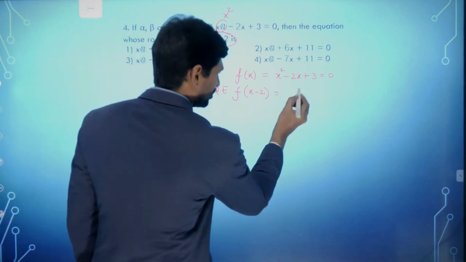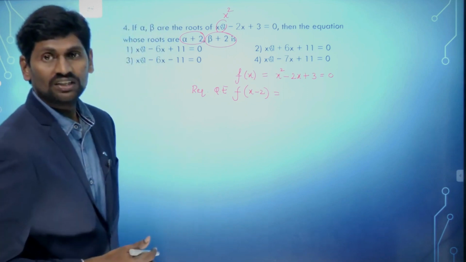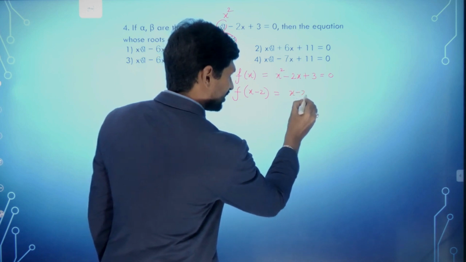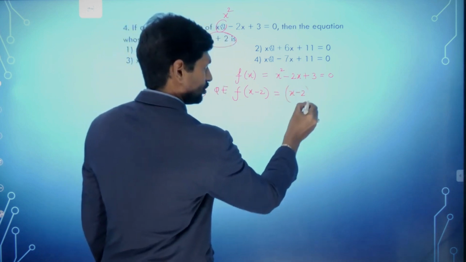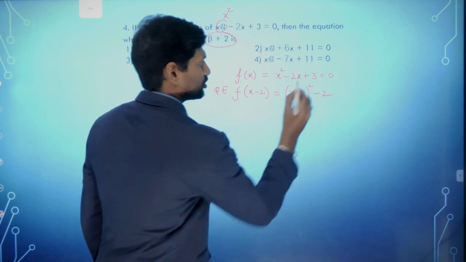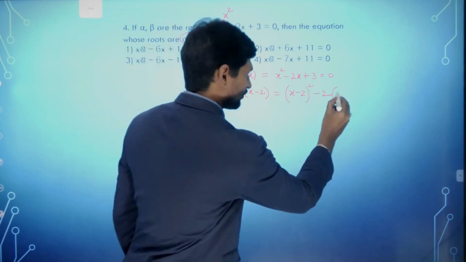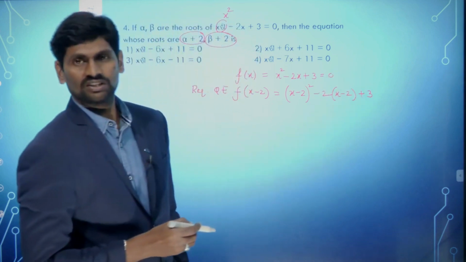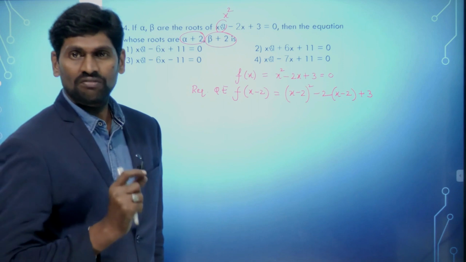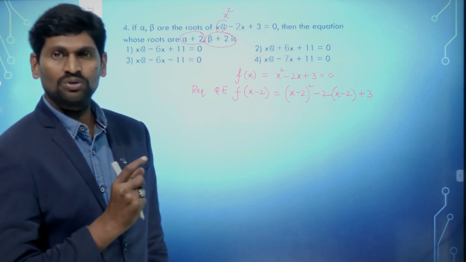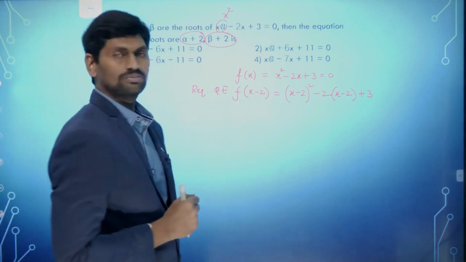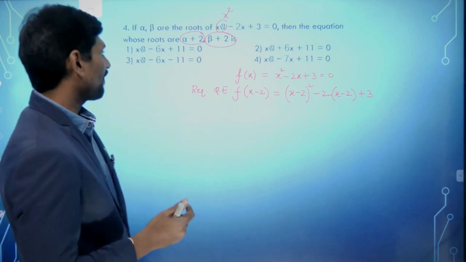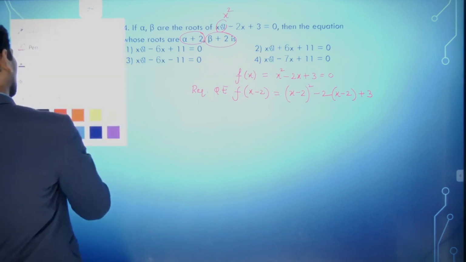Now I am going to substitute here, in the place of x, what to write? x minus 2. Here only I am substituting x minus 2 whole square minus 2 into x minus 2 plus 3. Constant term is not affected. Wherever you can see the variable term, in the place of variable only, we need to substitute x minus 2.